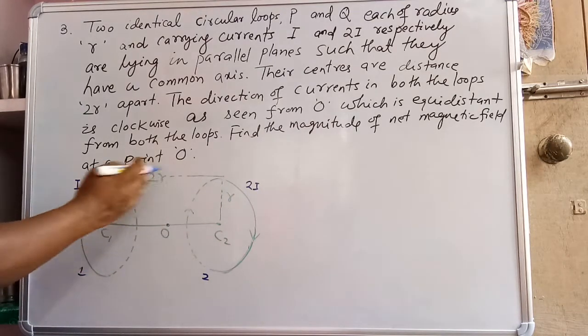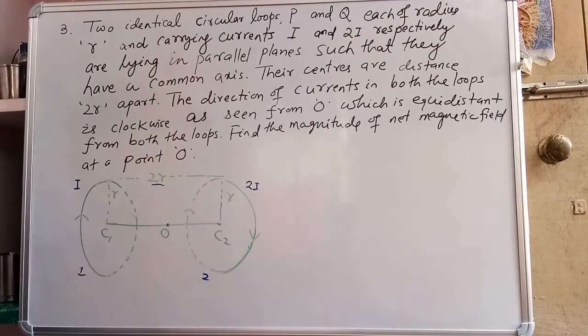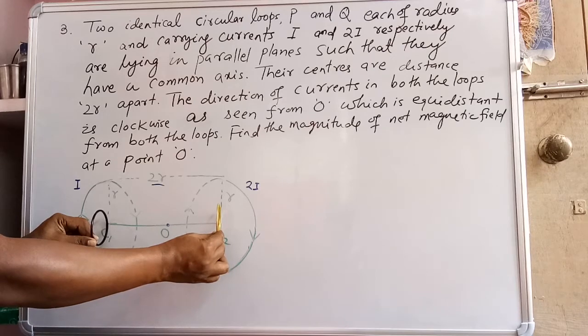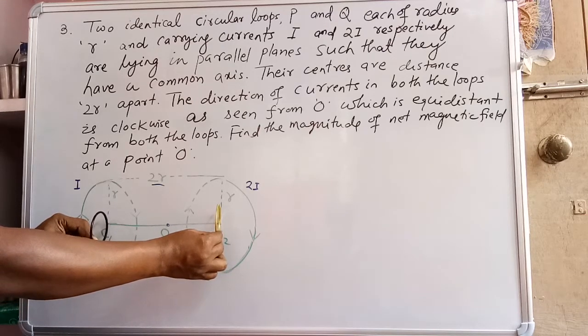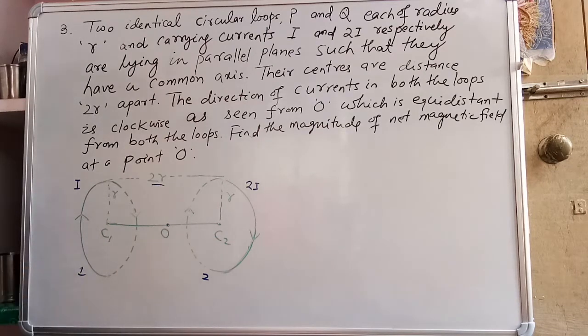The distance between the two coils is 2r, and the radius is given as r. They both have equal radii r, with centers C1 and C2. These coils are parallel to each other, meaning they have a common axis. Like this is one coil, another coil is placed like this, so that they have a common axis with center at O, and we have to find the magnetic field at the point O. So first we have to calculate the magnetic field due to coil number 1.